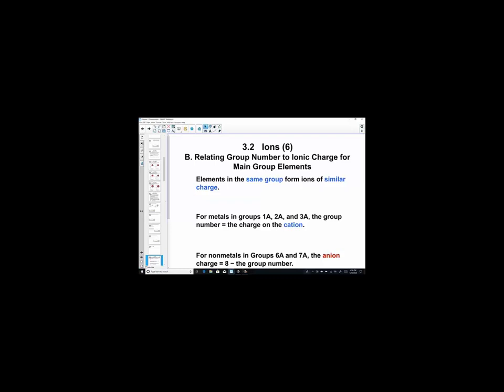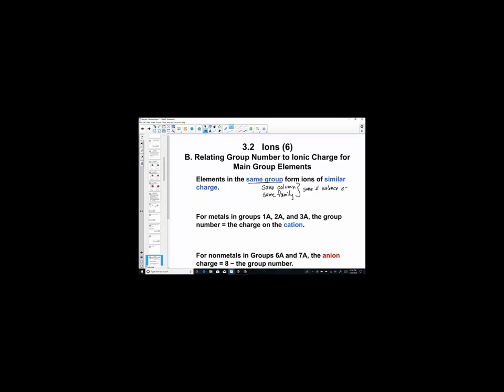Elements in the same group, meaning that they have the same column. So same group is the same column on the periodic table. That means they're in the same family, if you will. That means that they're going to have the same number of valence electrons. All atoms in the same column, the same as saying same group, same family, all have the same number of valence electrons. That's why they live where they live. And that helps us predict charges as ions develop based on the location.